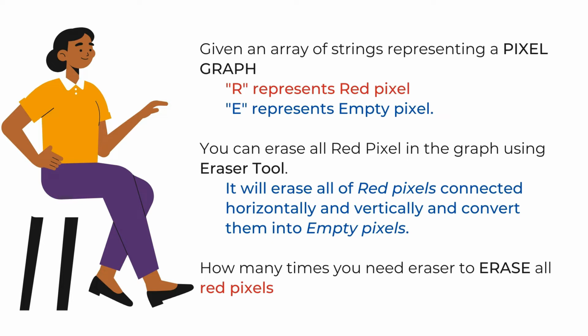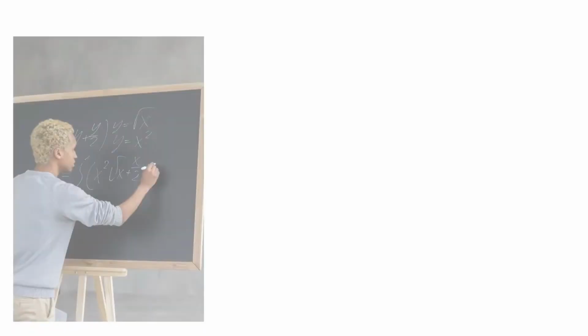Now you're given an eraser tool, and whenever you click a red pixel, it will erase all the horizontal and vertical red pixels along with it. So whenever you click one red pixel, all the rectangle or square formations, whatever connected horizontal and vertical pixels, will be deleted. So the question is, how many times you need to click on the red pixel, or how many times you need to use the eraser tool in order to delete all the red pixels. Let's look at an example.